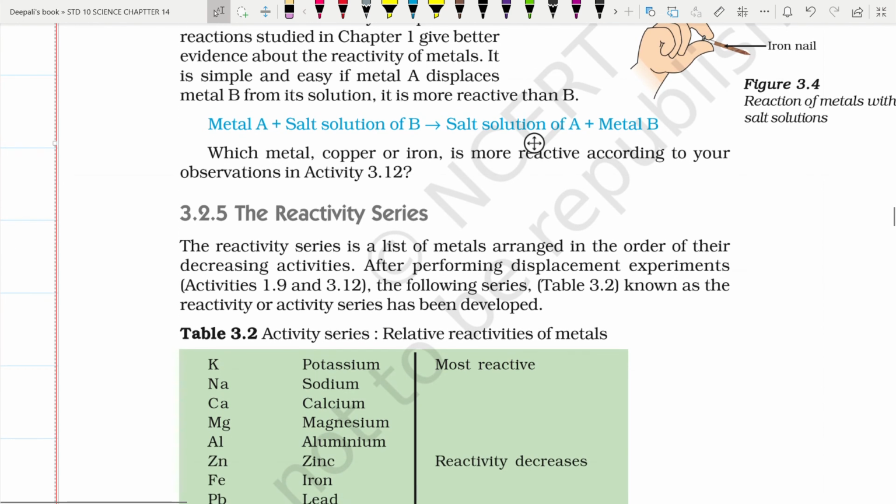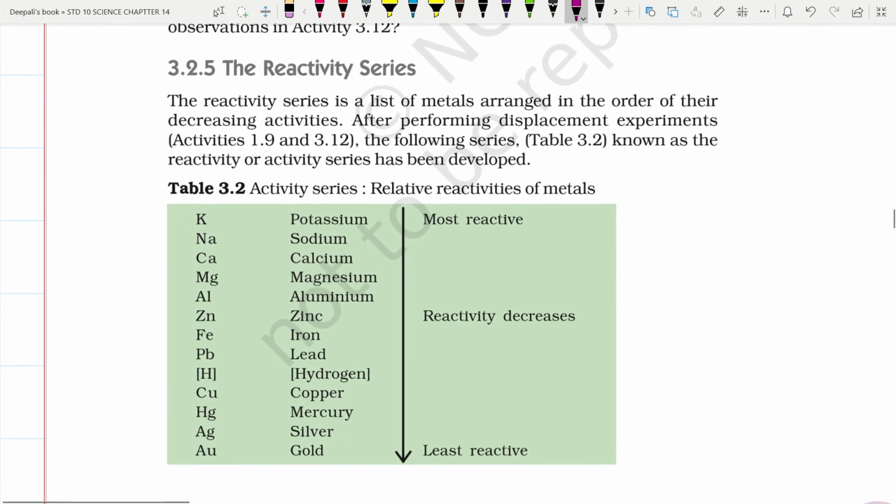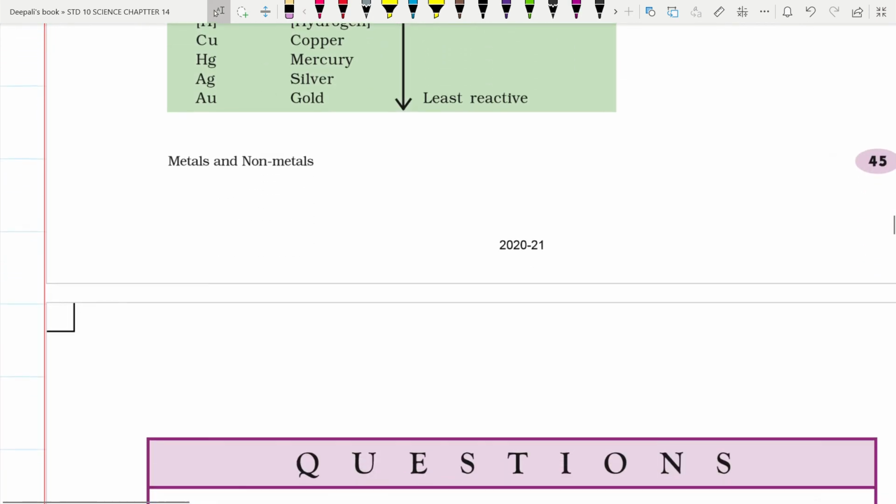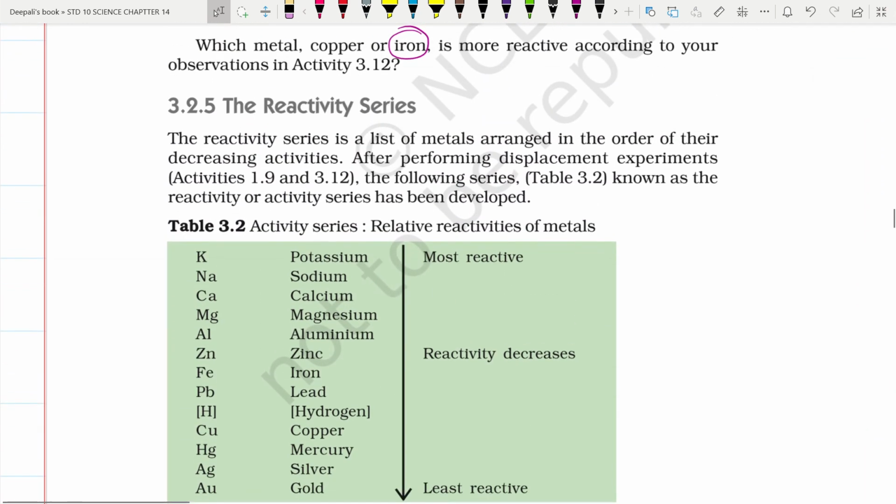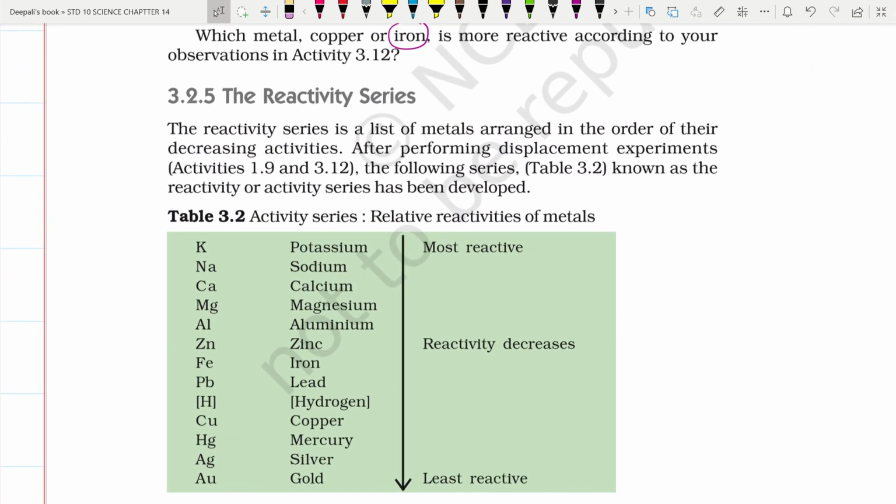Which metal, copper or iron, is more reactive? Obviously, iron is more reactive in our observation. So let us have a look at the reactivity series. The reactivity series is nothing but the list of metals according to their increasing order or decreasing order of reactivity. The series is a list of metals arranged in the order of their decreasing activities.